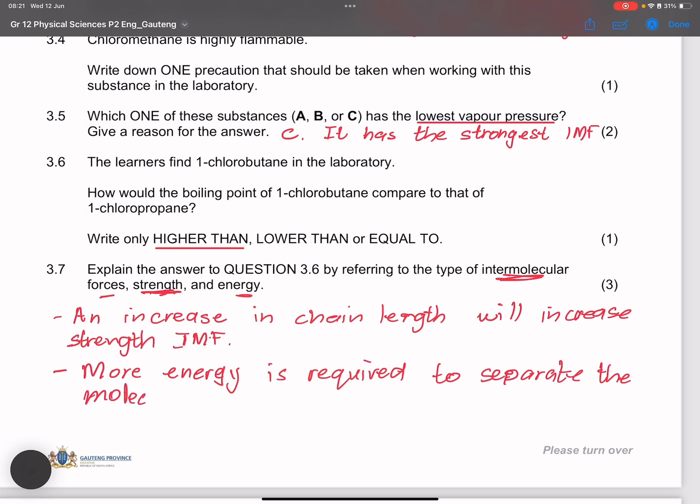We are separating molecules and not breaking chains in that case. So we are separating, to separate the molecules of 1-chlorobutane. And so that's why it will have a high boiling point. All right, ladies and gents, so I will go on to the next question, which is 3.8.